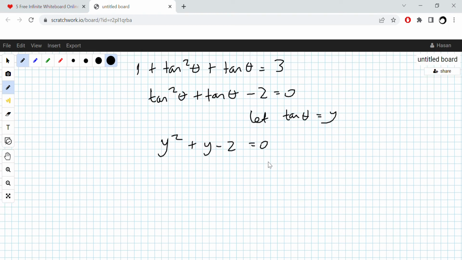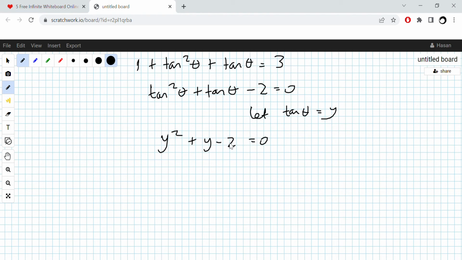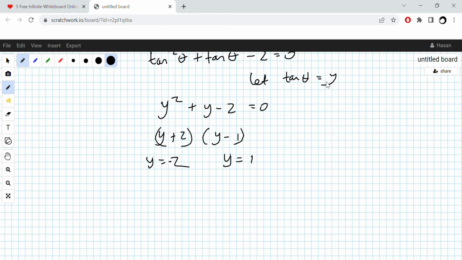And now it's just normal factorizing. Factors of minus 2 which add to give 1. That would be y plus 2 and y minus 1. 2 times minus 1 is minus 2. 2 minus 1 is 1. So now we have y equals minus 2 and y equals 1. Since we said tan theta equals y, we have these two equations now in which we can find theta with.